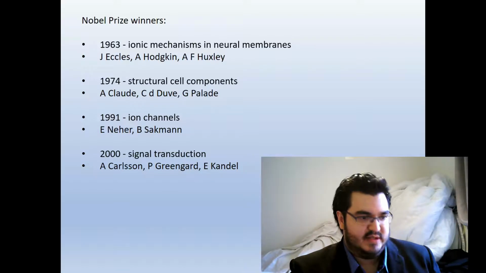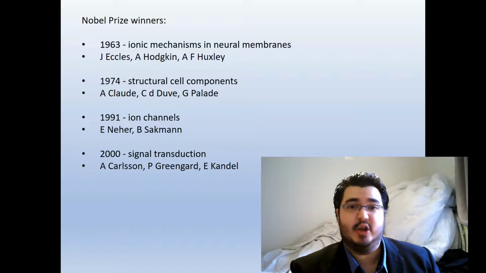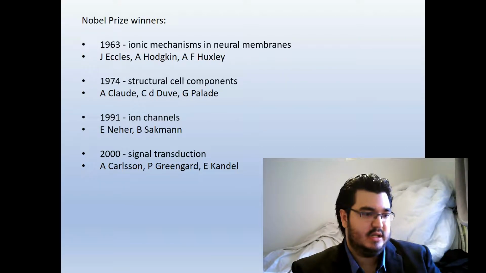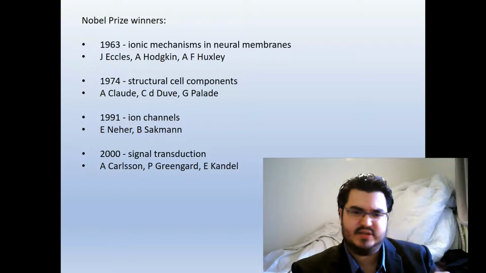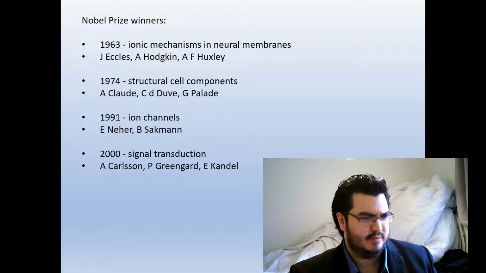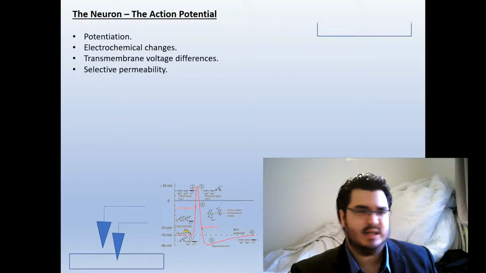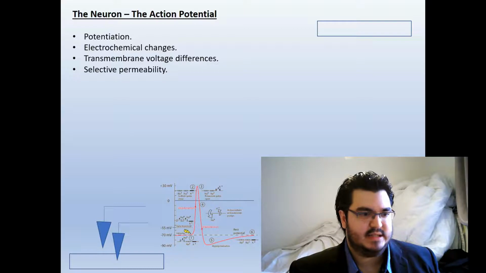Okay, these are some Nobel Prize winners that have contributed a lot to our understanding of the mechanisms: Hodgkin, Huxley, Katz, and Sakmann, and Carlson, Kandel. Kandel's the guy. He co-wrote the book Principles of Neuroscience, I think. Okay, so that's that. And so there you go.